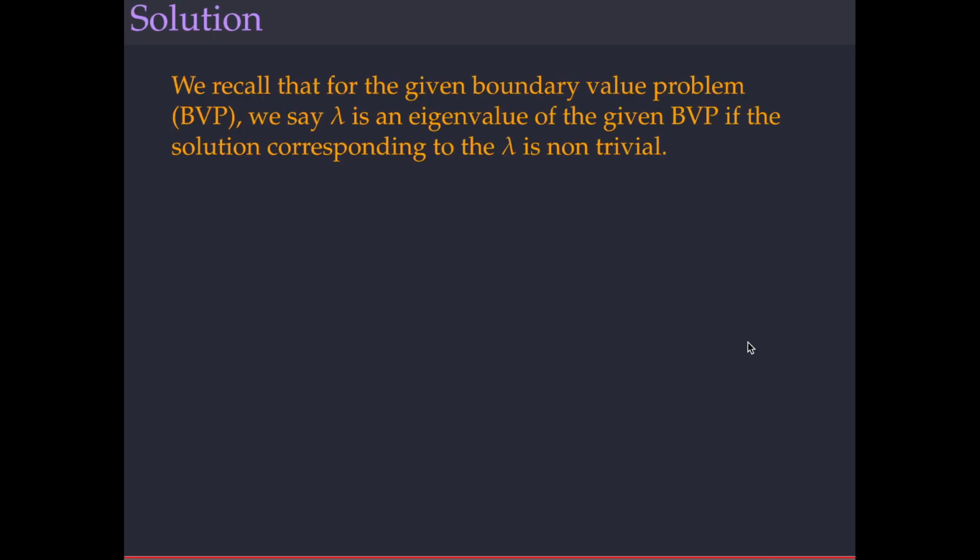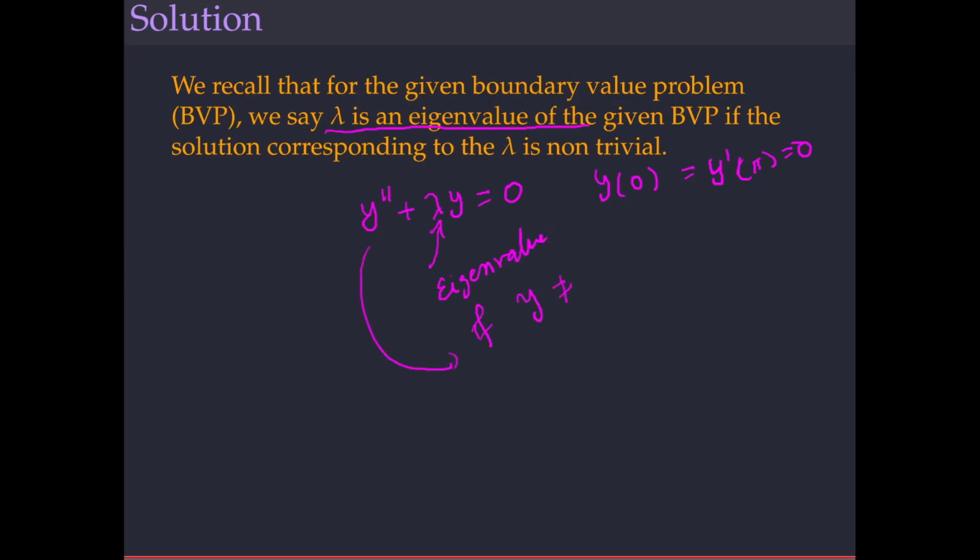So let's see. We recall that for a given boundary value problem, we say λ is an eigenvalue of the given boundary value problem if the solution corresponding to λ is non-trivial. It means that y'' + λy = 0 with y(0) = y'(π) = 0, so this is given. So this λ is an eigenvalue if the corresponding solution y is non-zero.